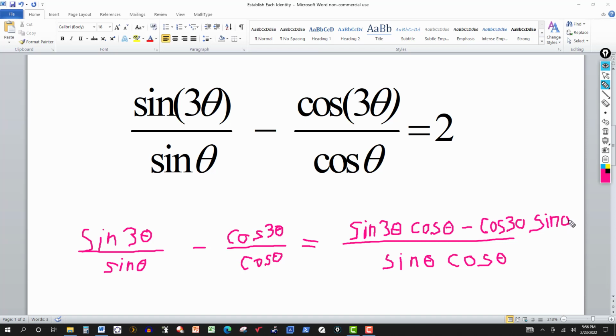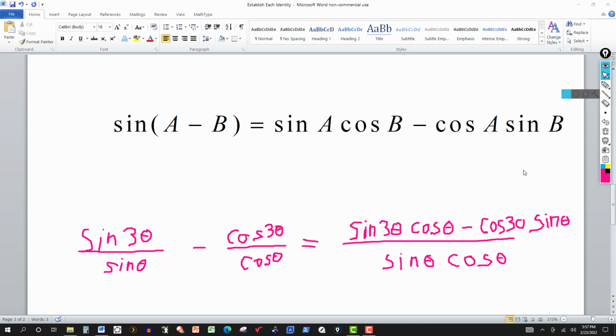And then you look at this and say, well, what are we going to do with this? But this should look familiar. You have sine, cosine, then cosine, sine, the 3 theta and the theta. That should remind you of the sum and difference of angles formulas involving sine or cosine. In this case, sine. Anytime you have the sine of the difference of two angles, that's equal to the sine of the first angle, the cosine of the second, minus the cosine of the first, sine of the second.